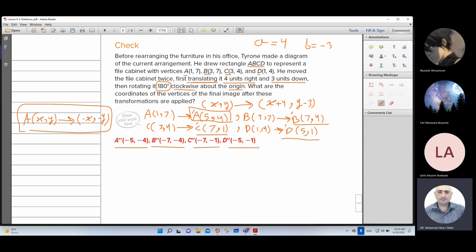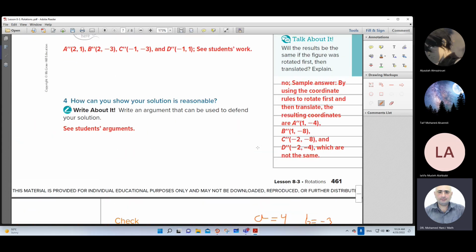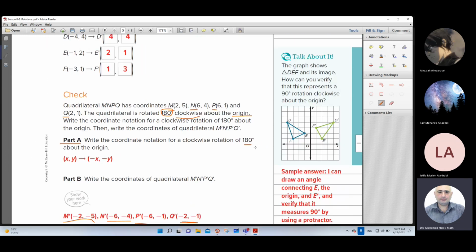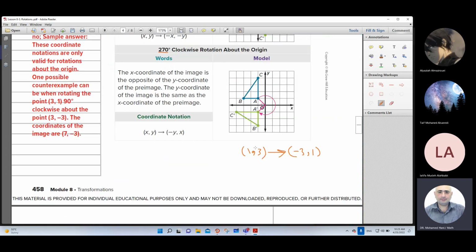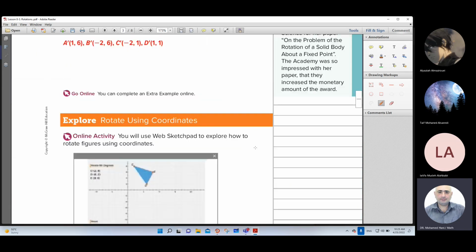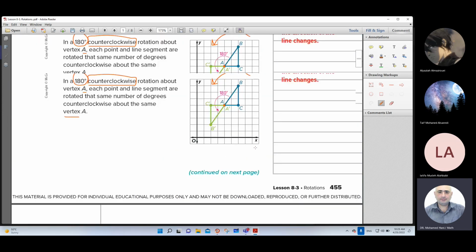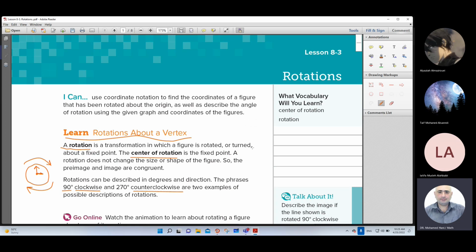So these are our ideas for this lesson. Does anyone have any question about these ideas? No questions? Are all ideas clear for all? Okay.